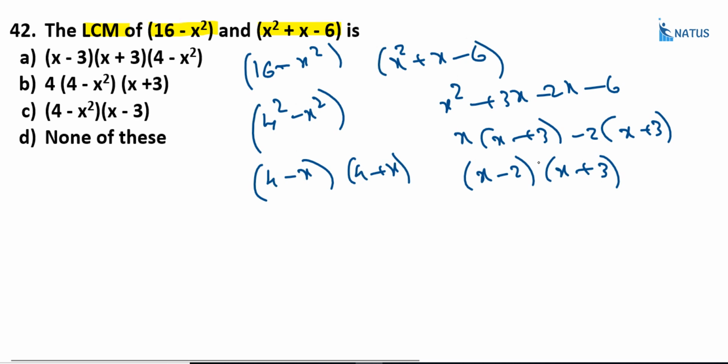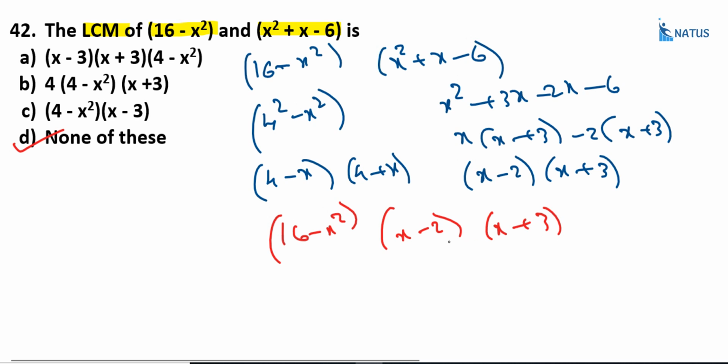Now what we require here is the LCM, that is all our individual factors. So we will take the product of all these factors: 4 minus x into 4 plus x into x minus 2 into x plus 3. Here x minus 3, this is not correct, and this is also not correct, this is also not correct. What is the answer? Answer is option D. Answer is none of these. Our answer must be 16 minus x square into x minus 2 into x plus 3.